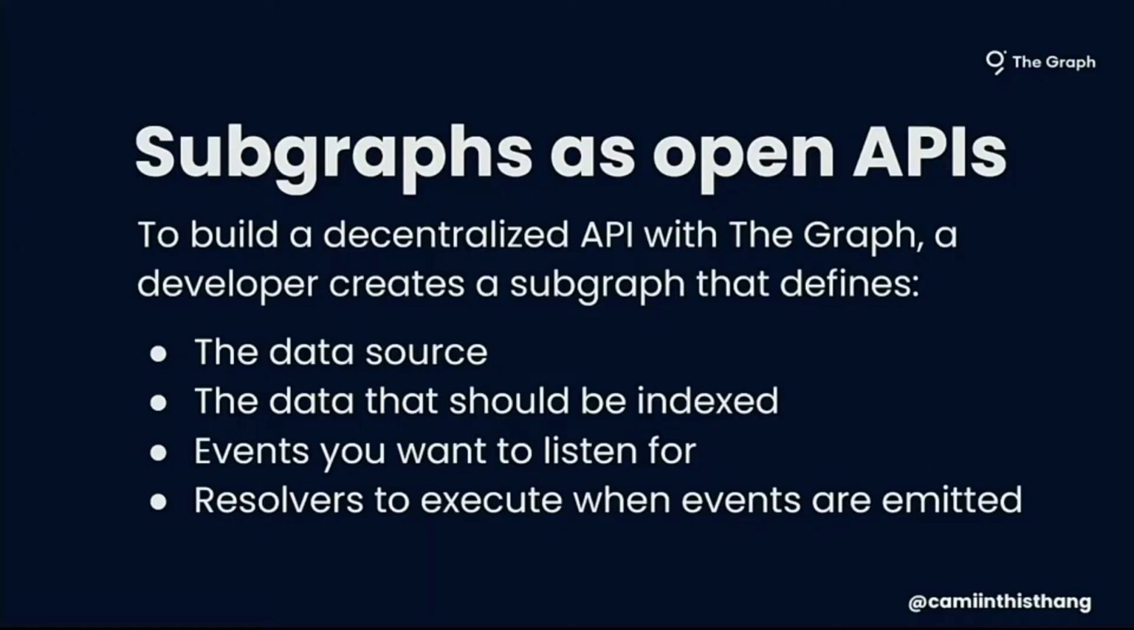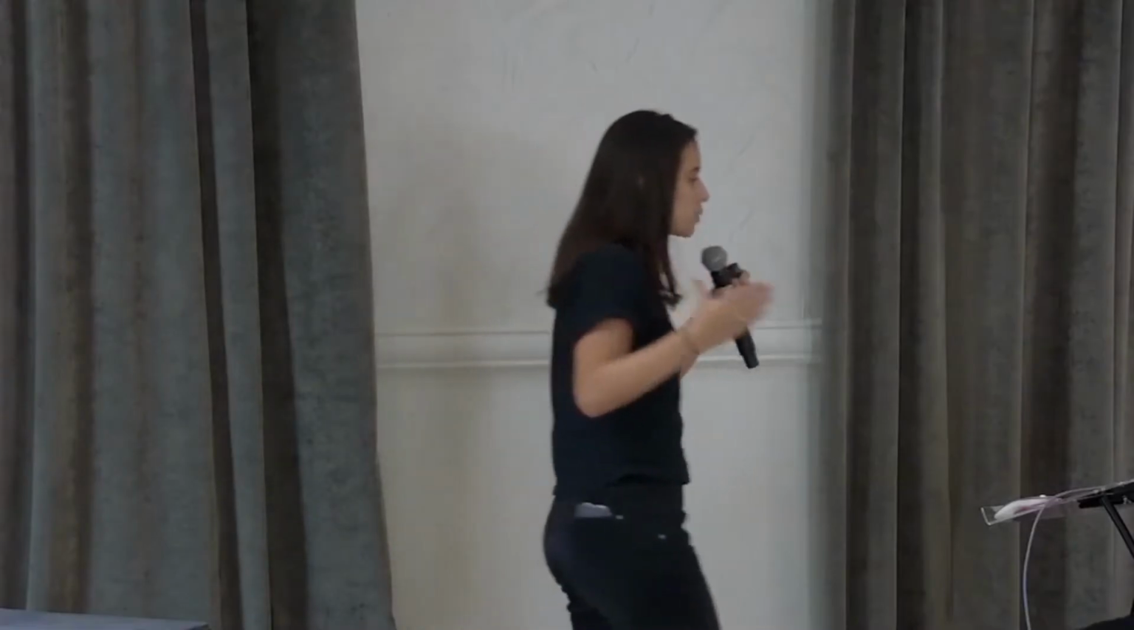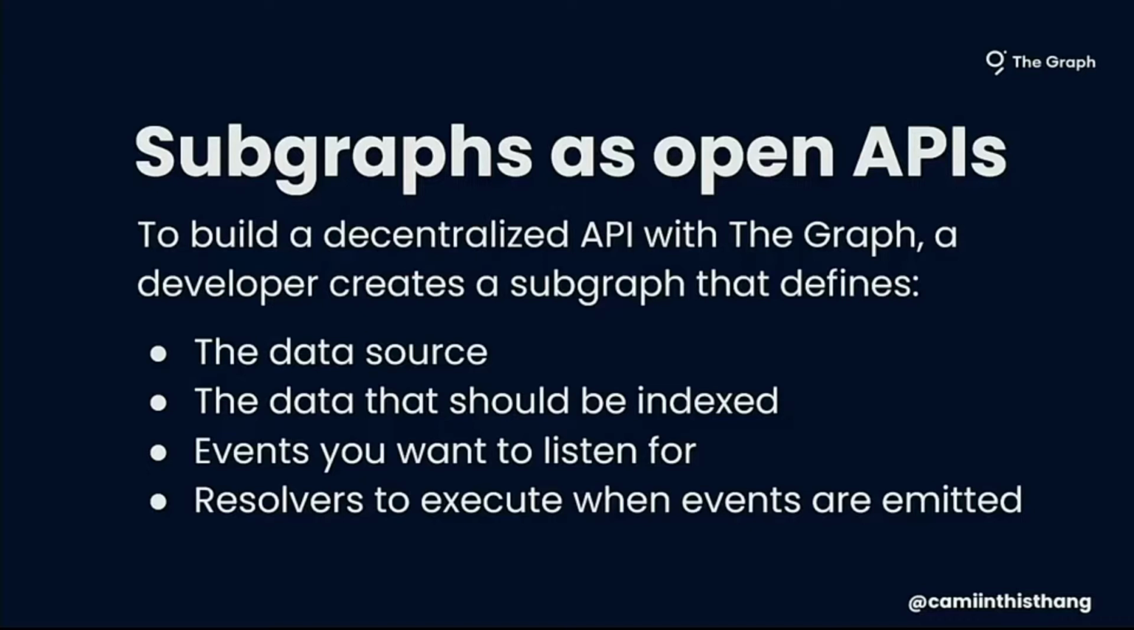And when I say open APIs, when we think of a traditional web API, it's a way for different web applications to communicate and send data back and forth, right? So this is the mental model that we're using here of how can we grab this data from the blockchain and then send it to our dApp? So we call them subgraphs. And to build this API, a developer generates a subgraph, and you identify and work with 4 major components.